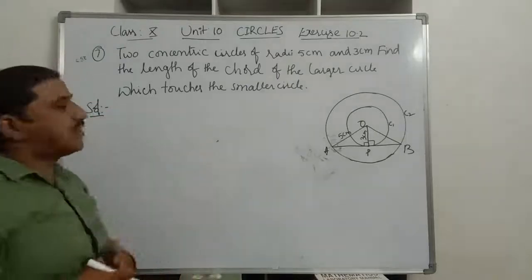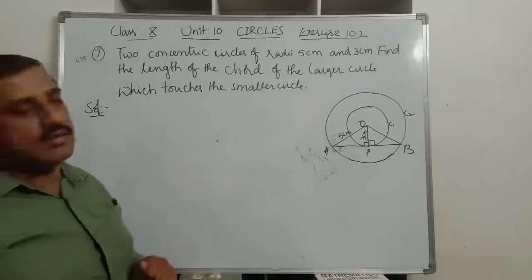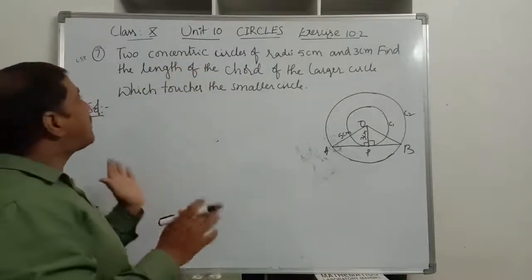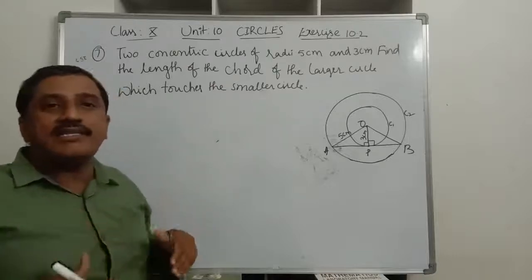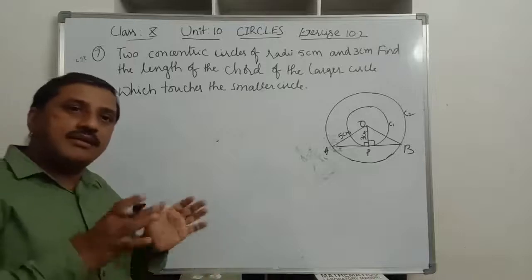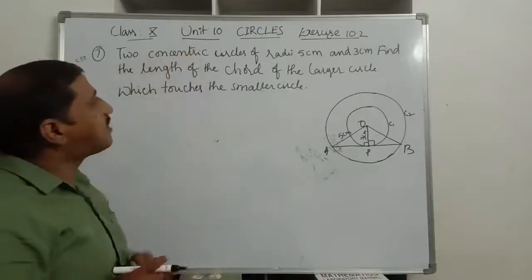Next, 7th question. Two concentric circles. What are concentric circles? Centric means center. Con means same. Circles having the same center are known as concentric circles.